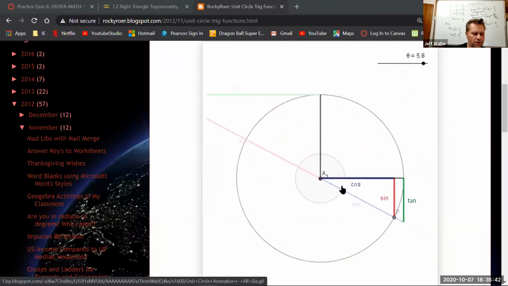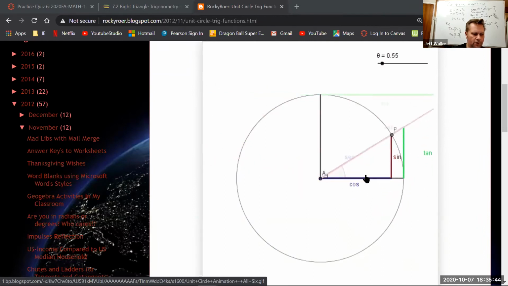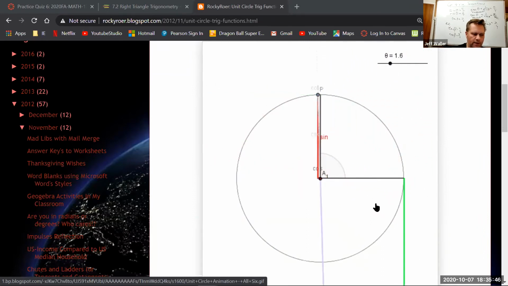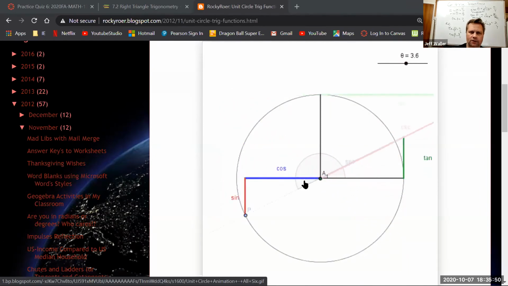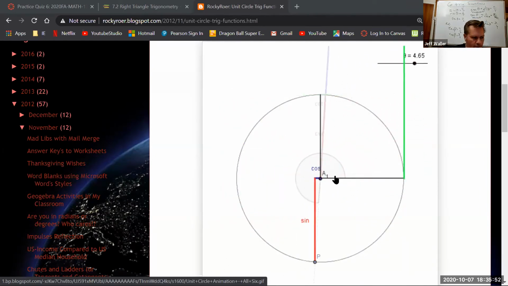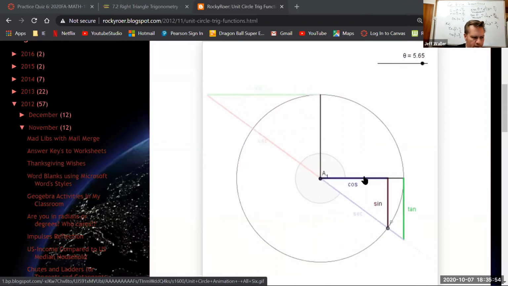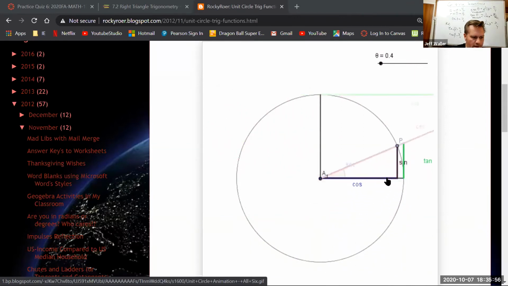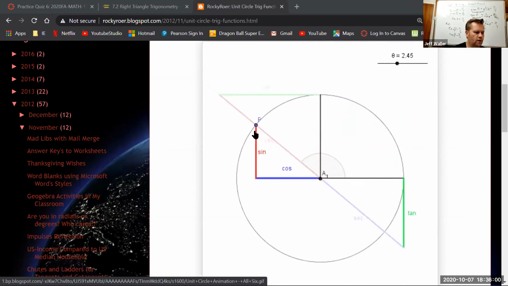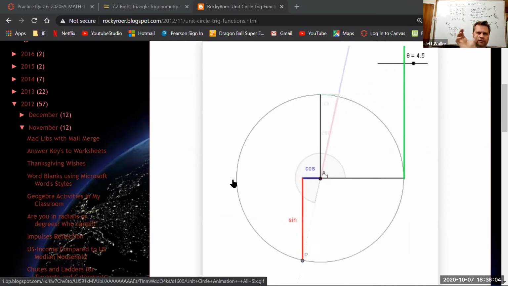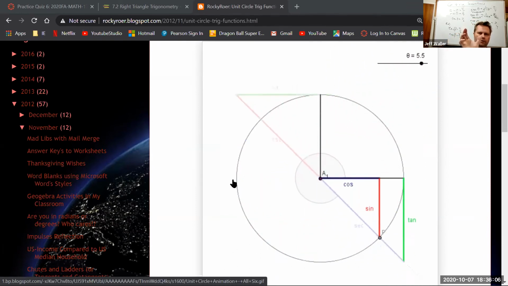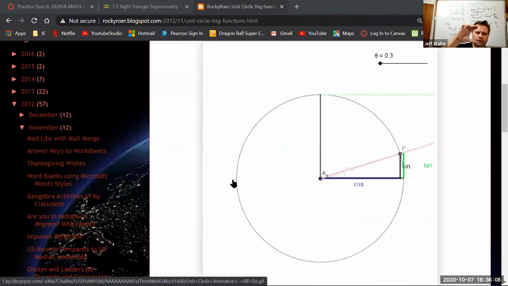I want you to pay attention to what makes sense. Watch the cosine. Just watch. Isn't the cosine making sense? That's the x piece of the triangle. Of course, it grows as it gets closer to the x-axis, and then it's 1, and then it shrinks as it goes away from the axis, and then it's 0, and then it's negative. And as you watch, the sine is the y piece. So cosine is the x piece in a unit circle. Sine is the y piece in a unit circle.